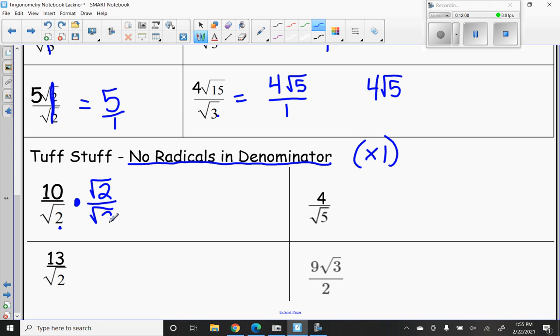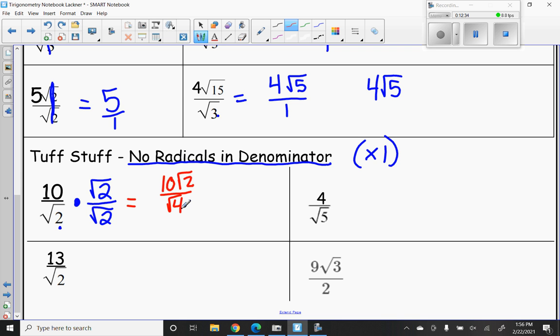I'm multiplying it by 1. This is multiplying it by 1. Radical 2 over radical 2 really is 1. Now watch what happens. The tops you'll multiply. Here's the outcome. 10 times radical 2 is 10 radical 2. Radical 2 times radical 2 is radical 4.